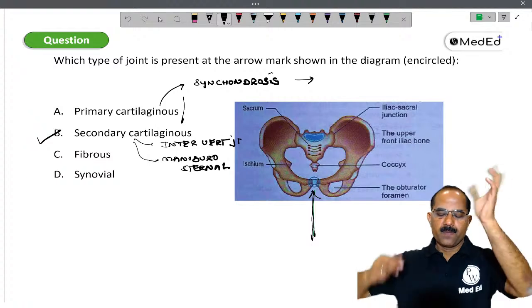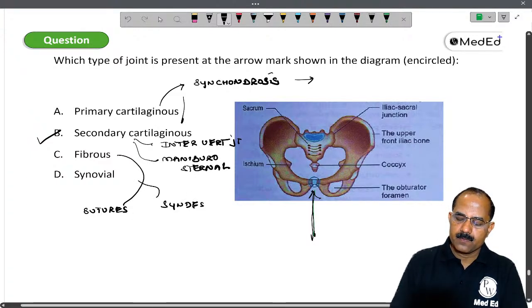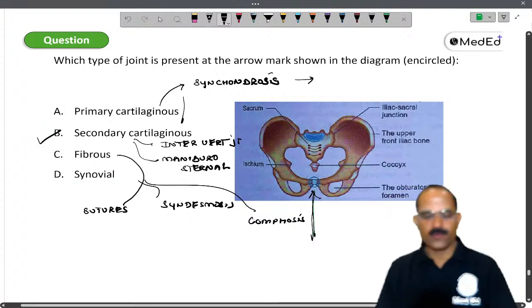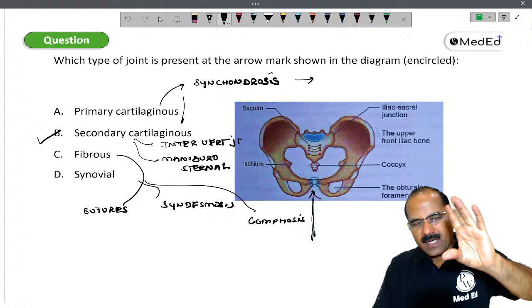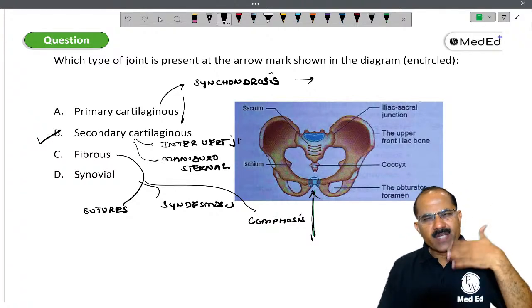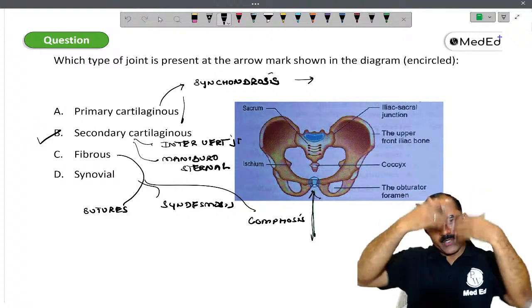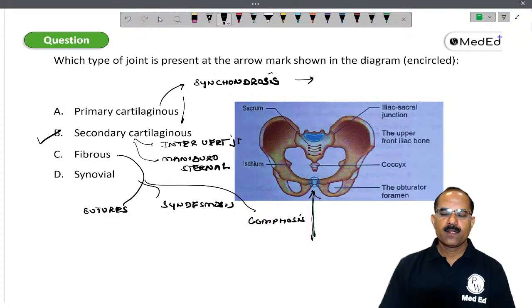Okay, Shri. Fibrous joints are of three types. Fibrous joints होते हैं sutures, syndesmosis, and तीसरा कौन है? Gomphosis. Sutures, syndesmosis, gomphosis. ठीक है. So इन सबके एग्जाम्पल एक एग्जाम्पल याद रखना. What happens to the primary cartilage joint after certain years? They ossify. They are converted into a bone. है ना? Clear?